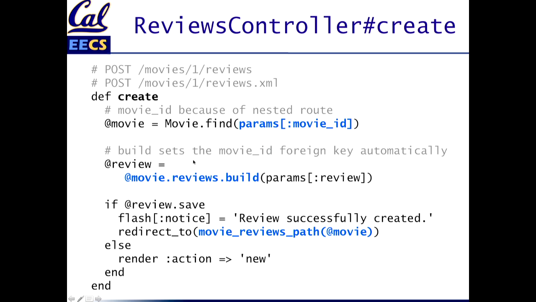And again, when we try to save the review, if all goes well, where can we redirect? Well, one possibility is we could redirect to the page of all reviews for this movie. And analogously to movies path for all the movies ever, movie reviews path for a given movie is all the reviews for this movie. Right?